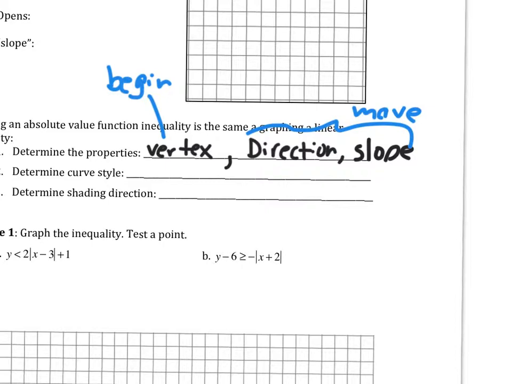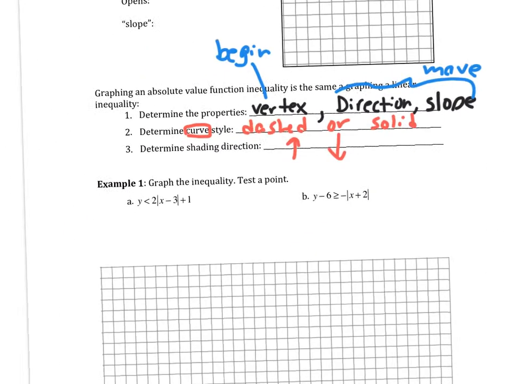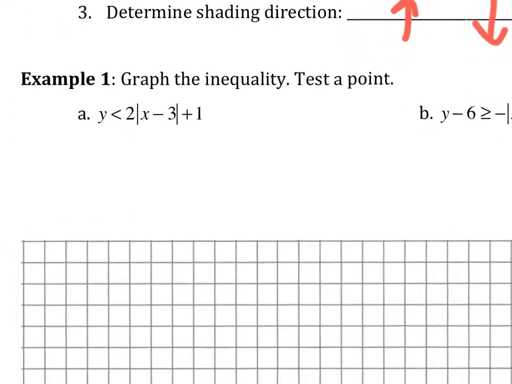Next, curve style. When I say curve style, I mean the line: is it going to be dashed or solid? And lastly, do I shade above or below the line? The only time we don't shade above or below is when you have a vertical line. Vertical line means that you'll shade left or right. Okay, so let's walk through this first one right here.